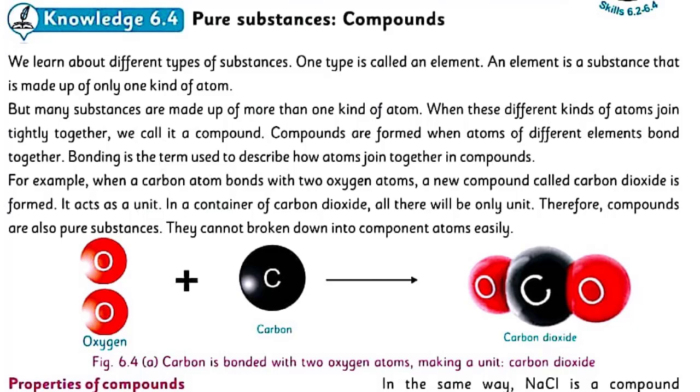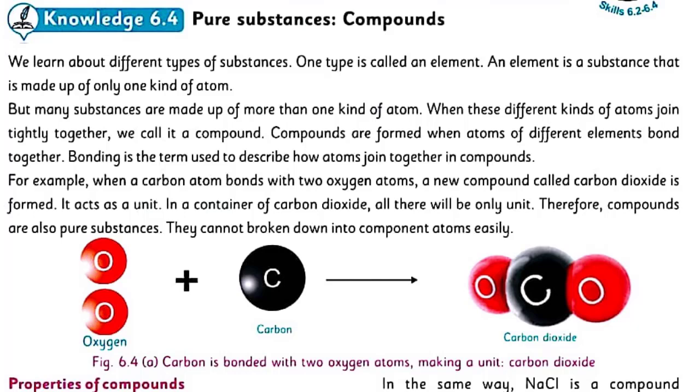Knowledge 6.4 Pure Substances, Compounds. We learn about different types of substances. One type is called an element. An element is a substance that is made up of only one kind of atom. But many substances are made up of more than one kind of atom. When these different kinds of atoms join tightly together, we call it a compound.